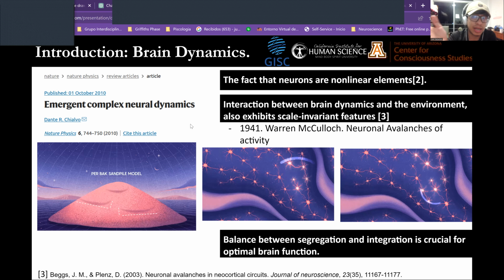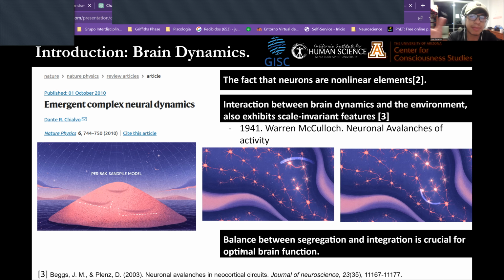One of the main ideas is the fact that neurons are non-linear elements. Clearly, they are not linear; they have a peak. Another important thing is to know that the interaction between the brain and the environment exhibits scale invariance. This will be crucial for the future results. The first time this idea was given was in 1941. There is a beautiful video on the internet that explains this, a critical point explanation from John Beck.